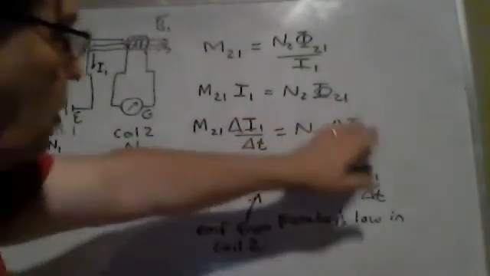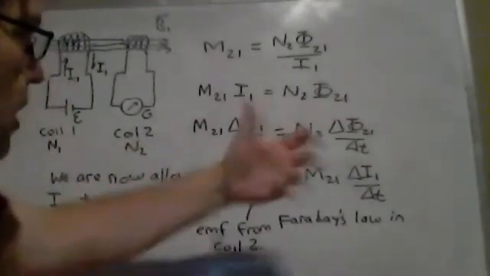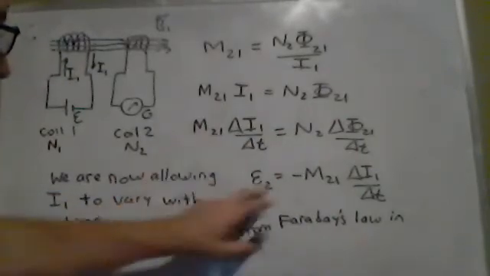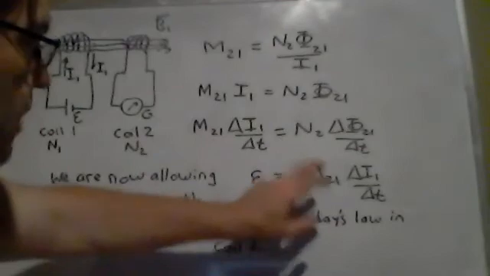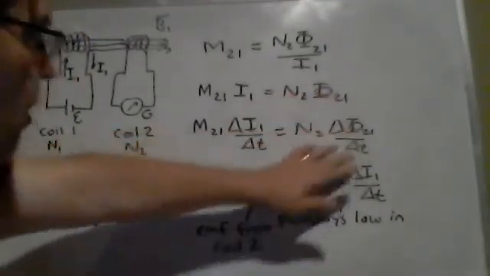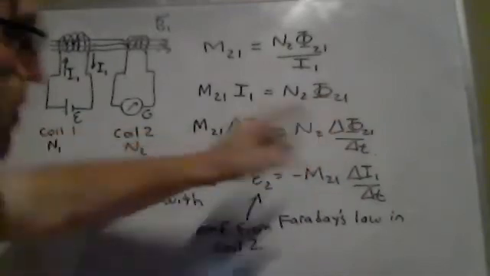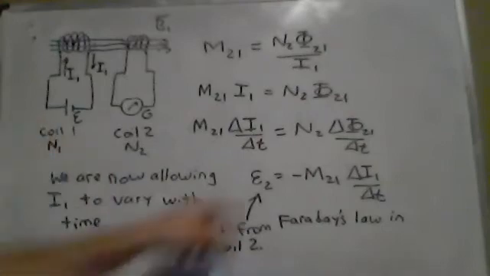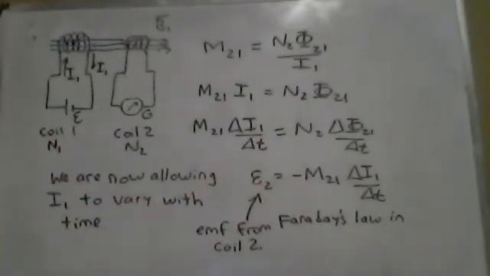So again, I can call the entire right-hand side epsilon 2. I can flip about my equal sign, and then this is all I have now. Again, this is the negative from Faraday's law. Negative M21 delta I1 with respect to t. So this is Faraday's law, except for the negative sign that comes along with it because of Lenz's law. So I put that negative sign here.